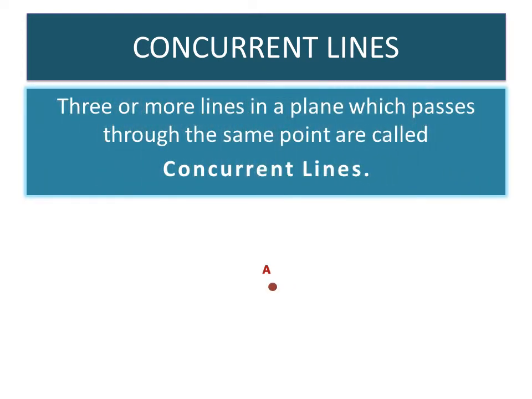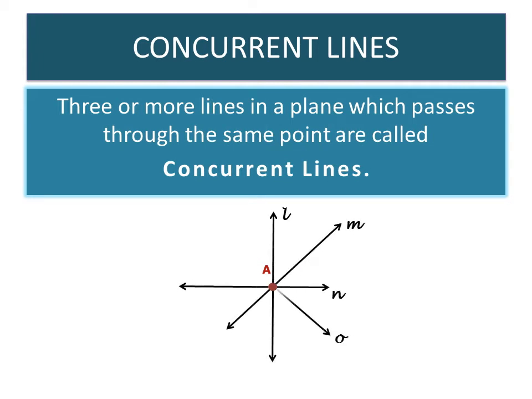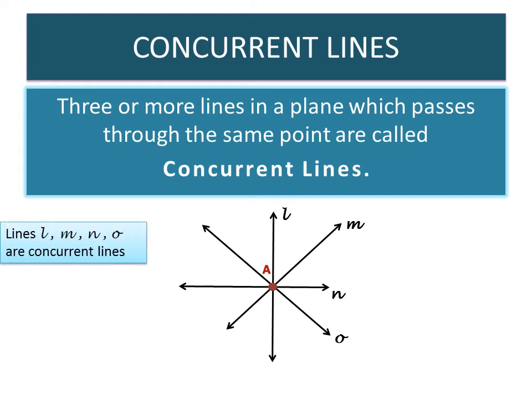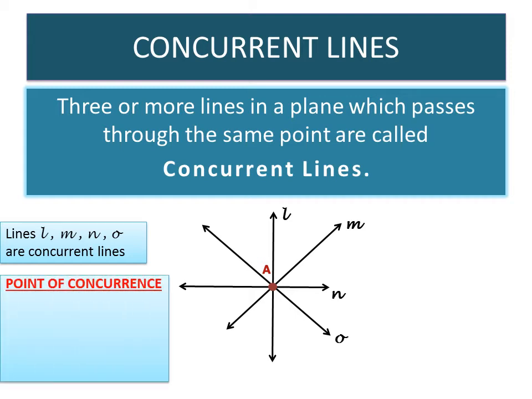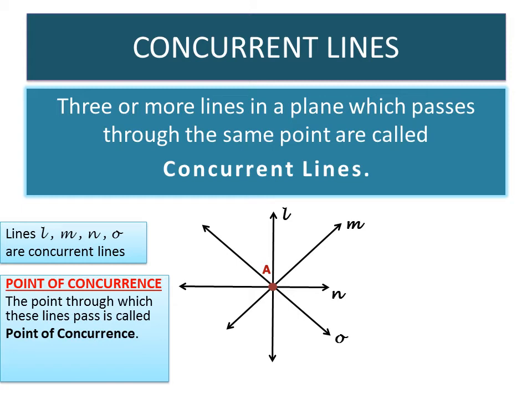Our next topic is concurrent lines. Three or more lines in a plane which pass through the same point are called concurrent lines. See the example. Line L, line M, line N and line O are concurrent lines. Point of concurrence. The point through which these lines pass is called the point of concurrence. In this figure, point A is called the point of concurrence. Hope you understand concurrent lines and point of concurrence.